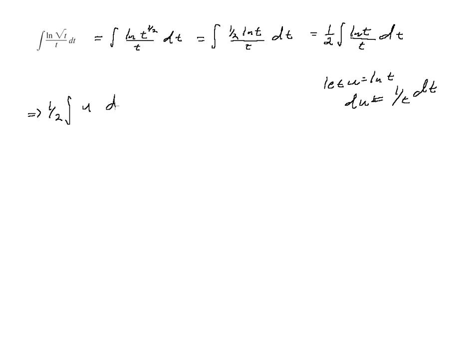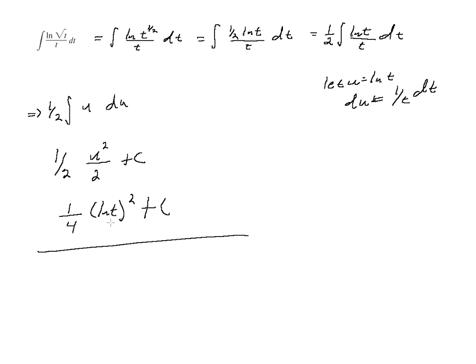Raise u by a power of 1 and divide by the new power, plus c, making that a 1/4. U was ln of t, and now it's squared. You can't do anything with this squared because it's the whole logarithm squared. So it's 1/4 times the natural log of t, squared, plus c. Not the natural log of t squared, but the natural log of t, squared.